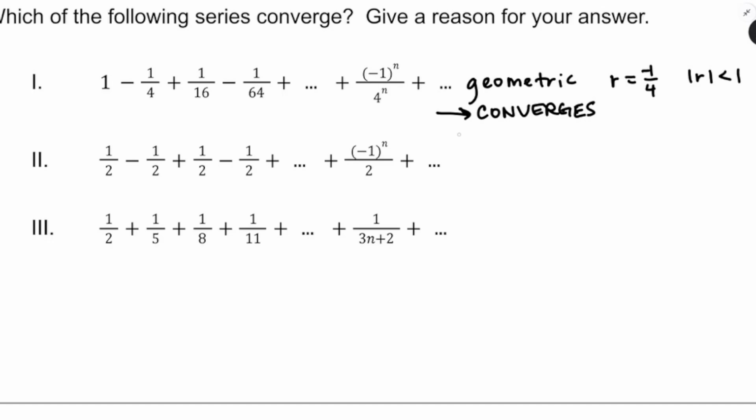So I'm going to say this one diverges by the nth term test. The limit as n approaches infinity of negative 1 to the n doesn't exist, and dividing by 2 isn't going to help that. And the fact that that's not equal to 0 gives me the fact that this series diverges.